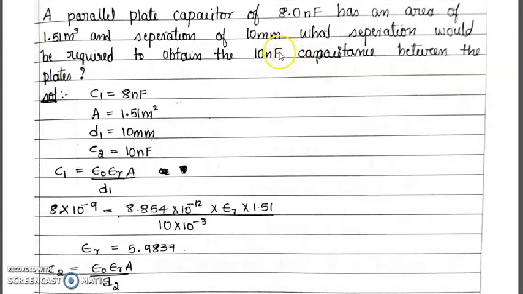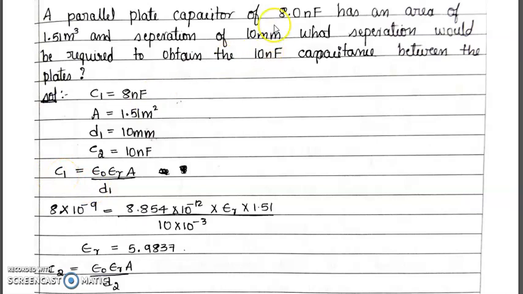But initially we have to find what medium is used, which means we have to find epsilon r for the medium used. We know that in a parallel plate capacitor, the capacitance C1 can be written as epsilon into A divided by D. So epsilon can be written as epsilon naught into epsilon r, into A by D1, which is equal to C1.